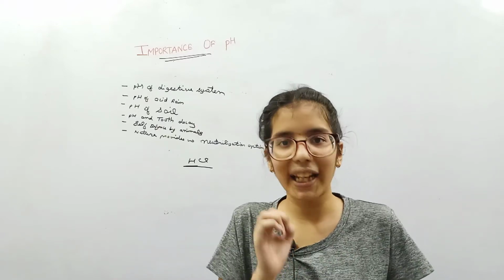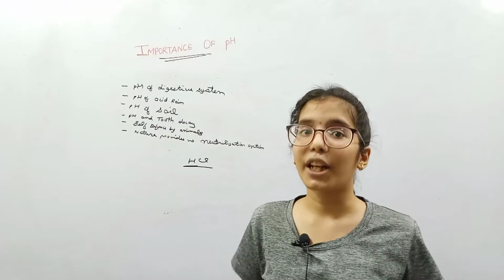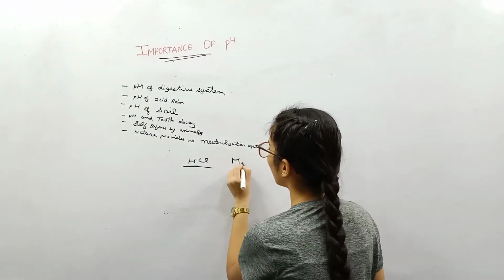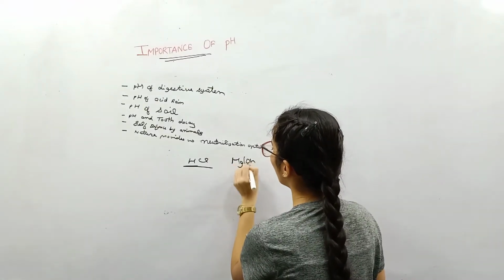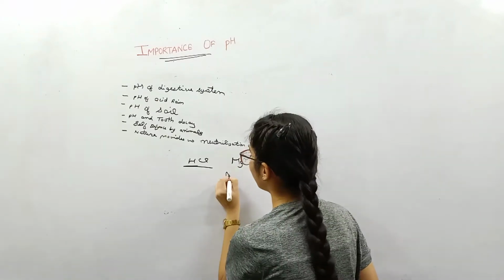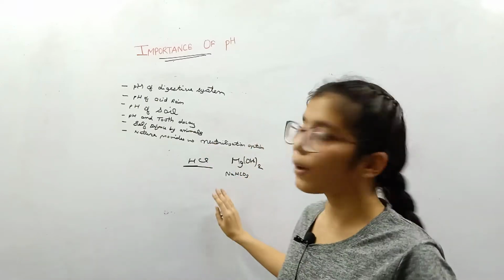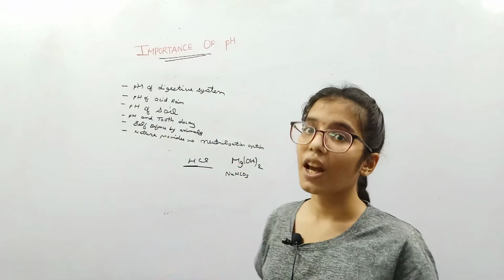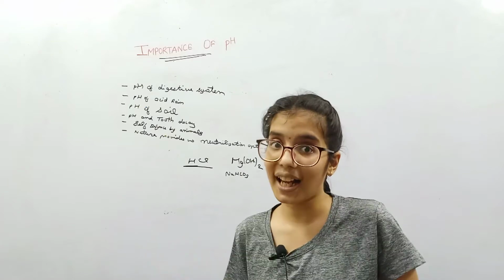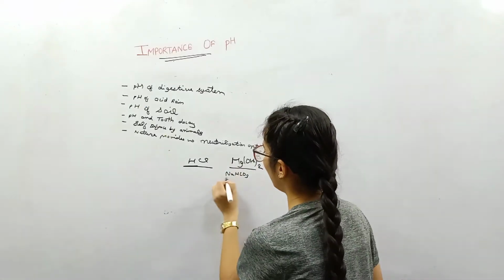So people take antacids, and in the form of antacids they take milk of magnesia, Mg(OH)2, and baking soda, NaHCO3. These are types of antacids which help us neutralize the acid present in our body.